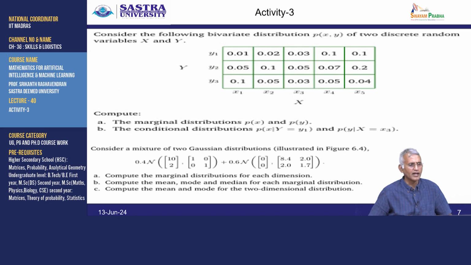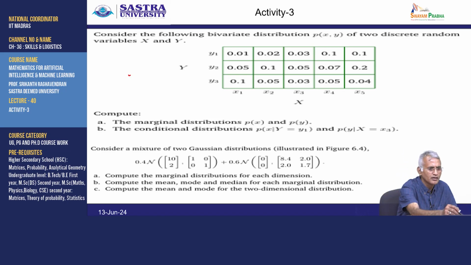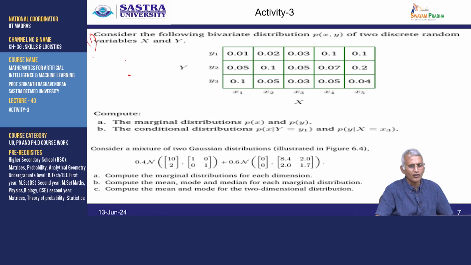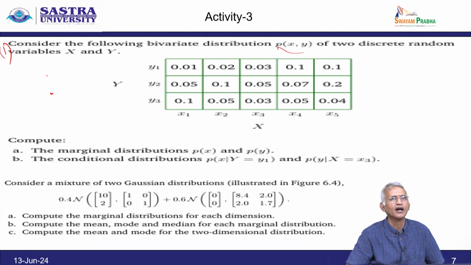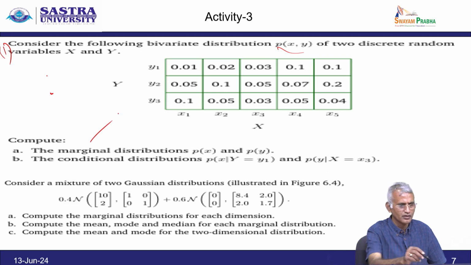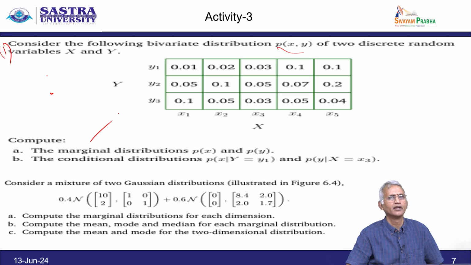Now, we have activities. Number 1, consider the following bivariate distribution P of x comma y of two random variables x and y. Here row-wise is y1, y2, y3 and column-wise x1, x2, x3, x4, x5, the data is given. Compute the marginal distributions P of x and P of y, and the conditional distributions P of x given y equal to y1 and P of y given x equal to x3.